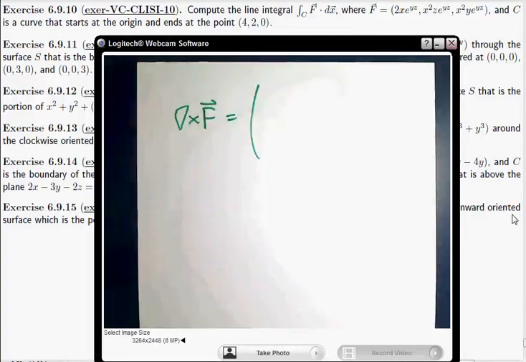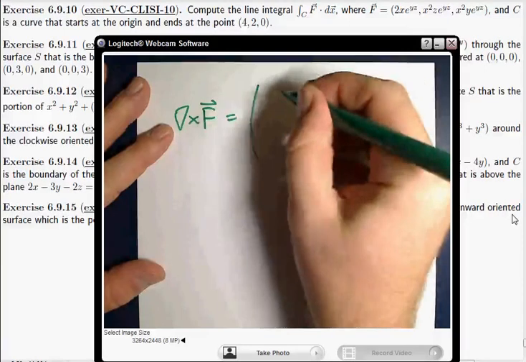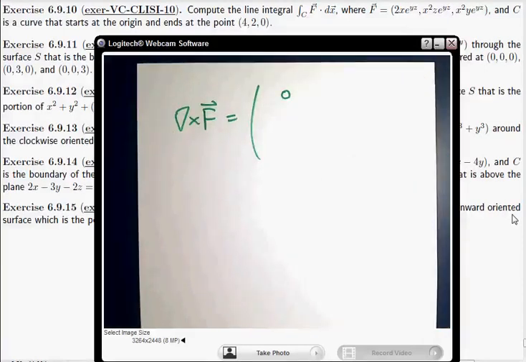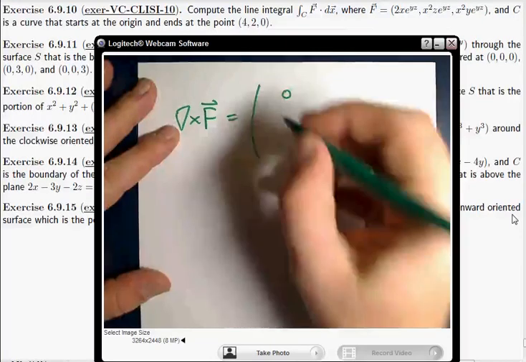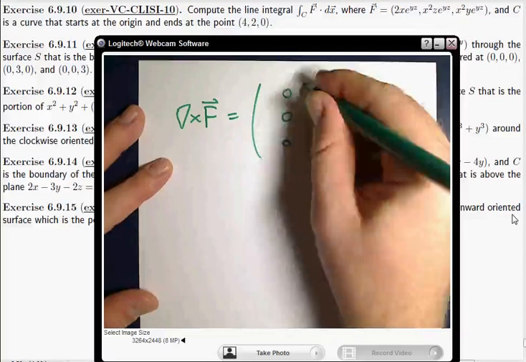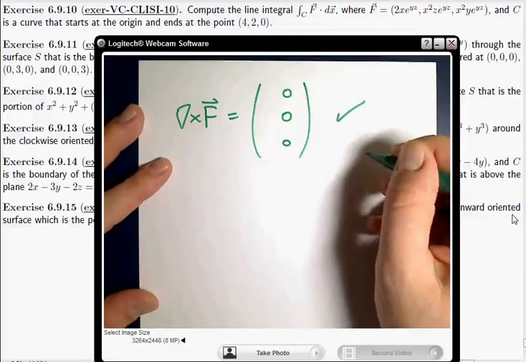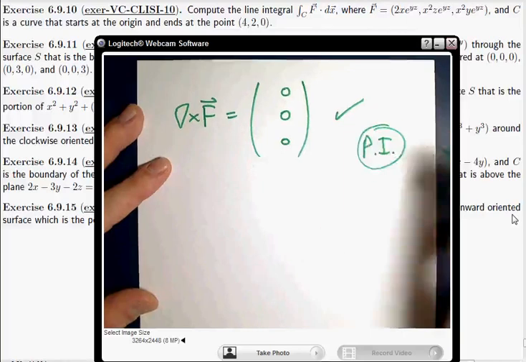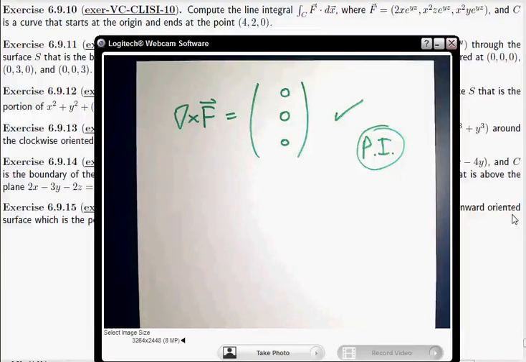And if you compute the curl of this thing, let's see, well, yeah, I claim it's 0. The first component is 0. The second component, let's see, yeah, second component is 0. And third component, yep, also 0. So that means that this is a path-independent vector field, and so all of a sudden the problem at least makes sense.